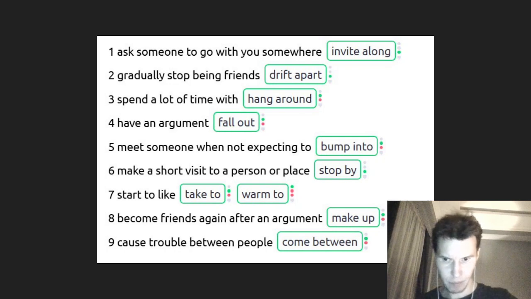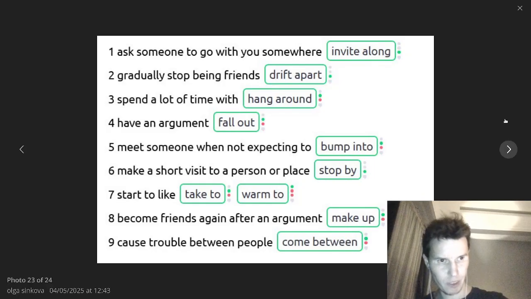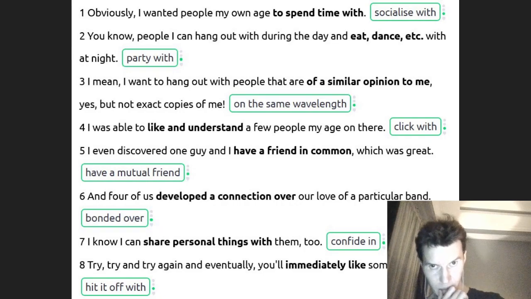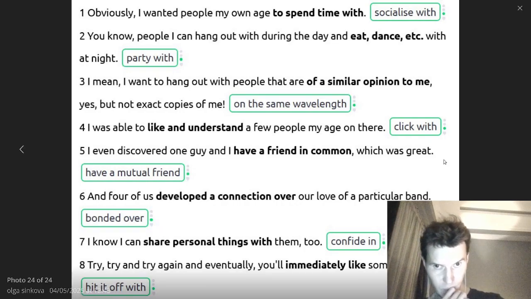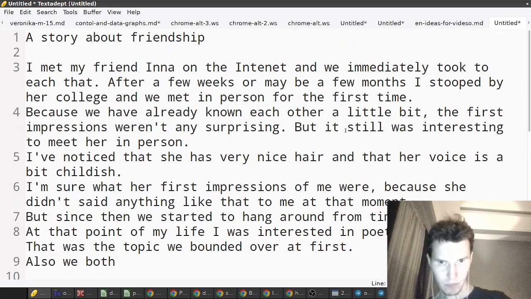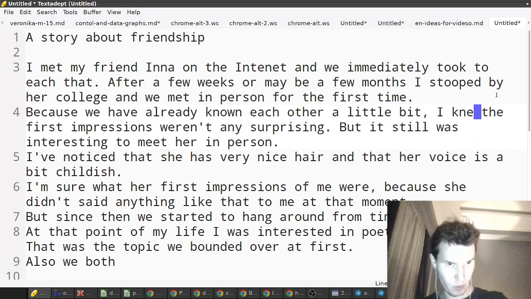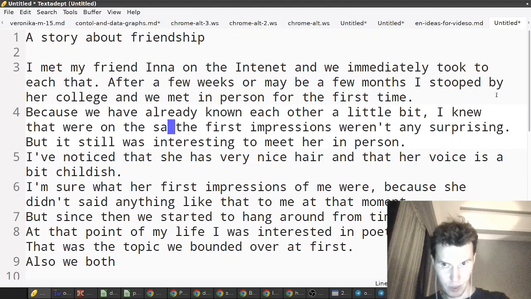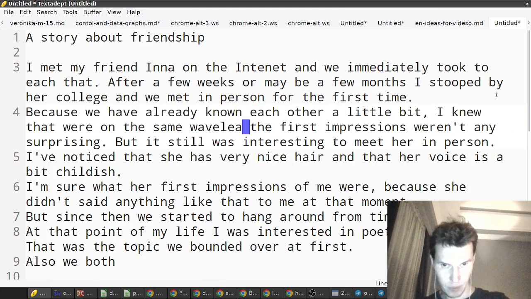Come between, cause trouble between people. Can be complicated to use, okay. Socialize with, spend time with, party with, on the same wavelengths. Maybe on the same wavelengths. Because we have already known each other a little bit, I knew that we were on the same wavelengths.